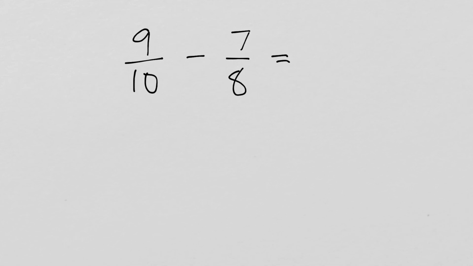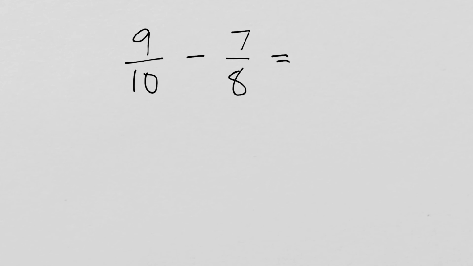Okay, we'll do one more, just to make sure that we've got this down. 9 tenths minus 7 eighths. Okay, can I change an 8 into a 10 by multiplying? No. So I've got to change them both. What have I changed them into? The least common multiple of 10 and 8. So I could do 10 times 8 to make 80 and change them both into 80.